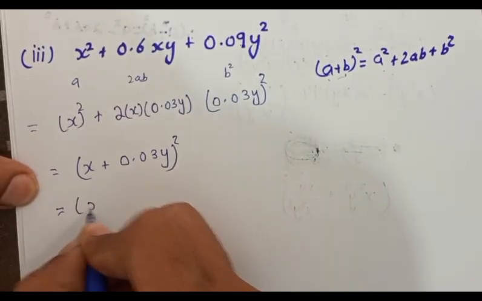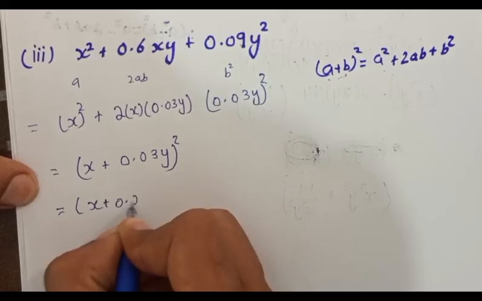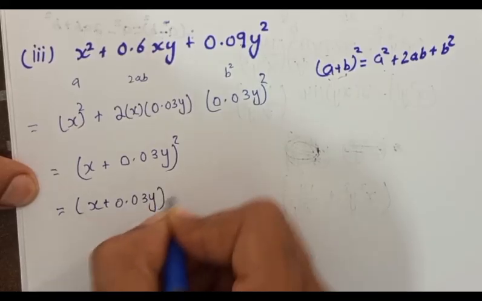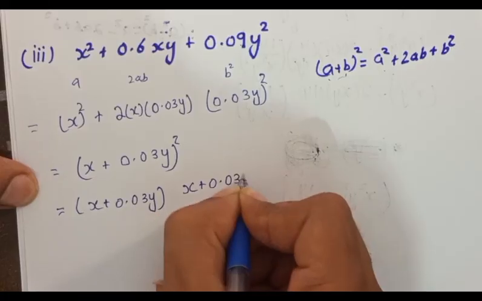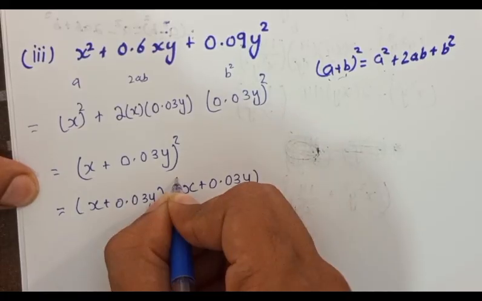That is x plus 0.03y, x plus 0.03y. Okay, this is it.